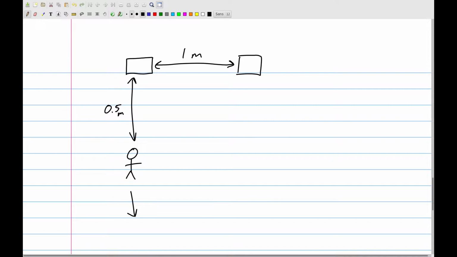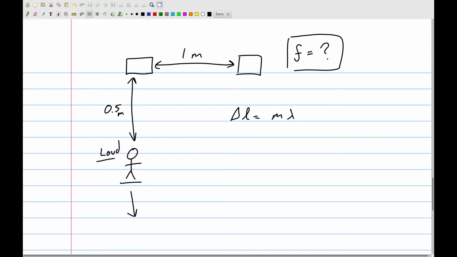And let's make these speakers play a frequency of, let's try something a little bit higher. Actually, I'll tell you what, let's look for what that frequency is. We don't know what the frequency is. But this guy knows that when he walks out 0.5 meters, he hears a loud spot there. And we want to know what is the frequency that these speakers are playing. Well, in order to do this, we know if it's a loud spot, we are using the formula for constructive interference. We know delta L is equal to m lambda. The only problem is we need to find out what our delta L is.